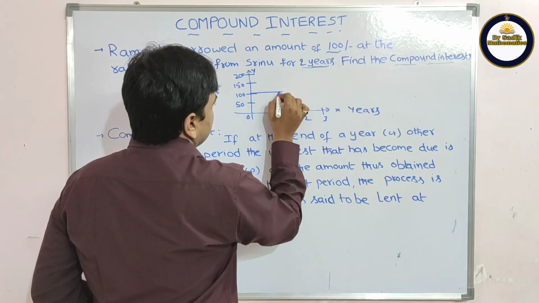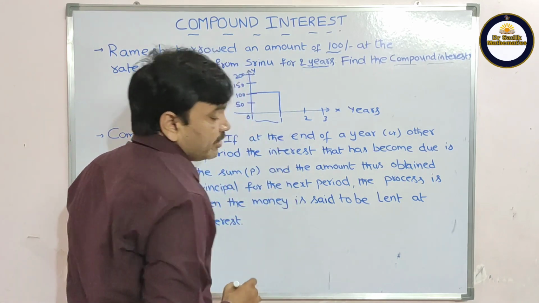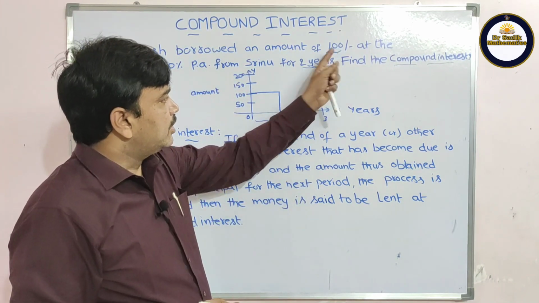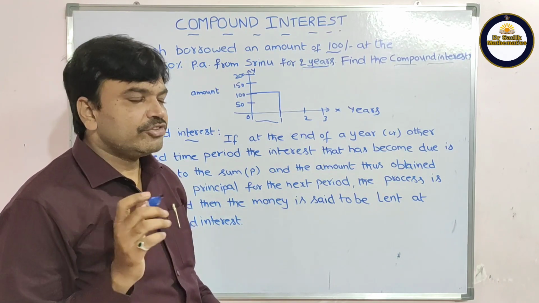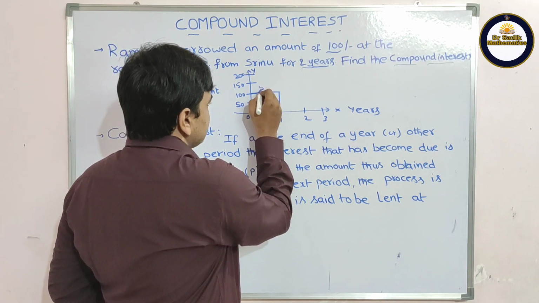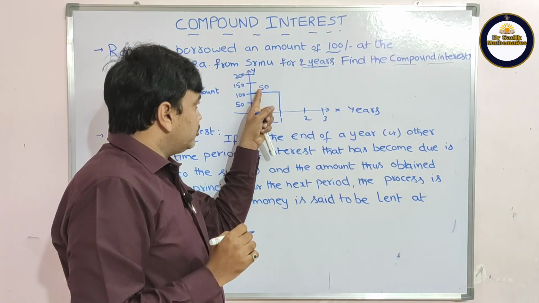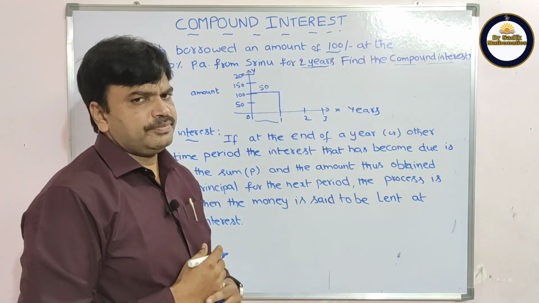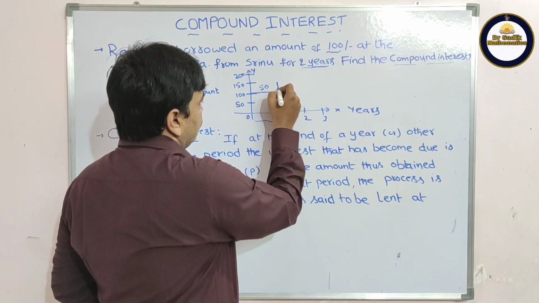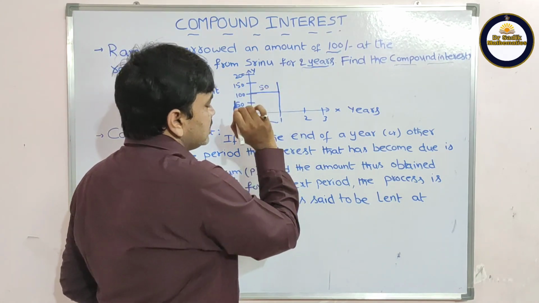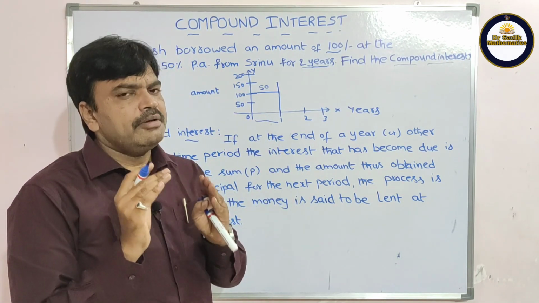I want to calculate interest for the first year. In 100 rupees, 50% means what is the value? 50 rupees. So for the first year, 50 rupees. Now we are adding this 50 rupees to the principal amount, and we get 150 rupees. Now this 150 rupees is the principal amount.